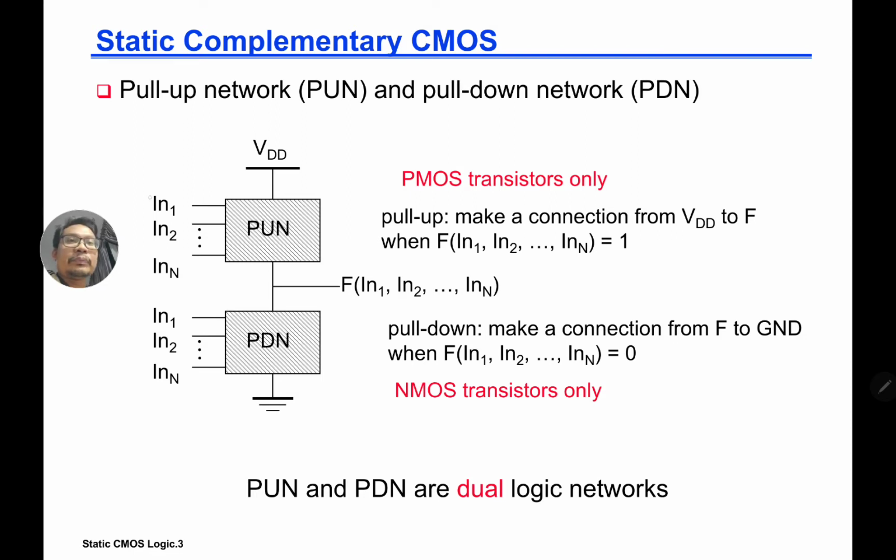So for some configuration on the input side, for example, for the inverter, if you put input 0, we are going to pull up, right? So if you put 0 on the input, you're going to pull up F. If you put a logic 1 or VDD on the input, we're going to pull down. So PUN is PMOS only, PDN is NMOS only, and PUN and PDN are dual logic networks.